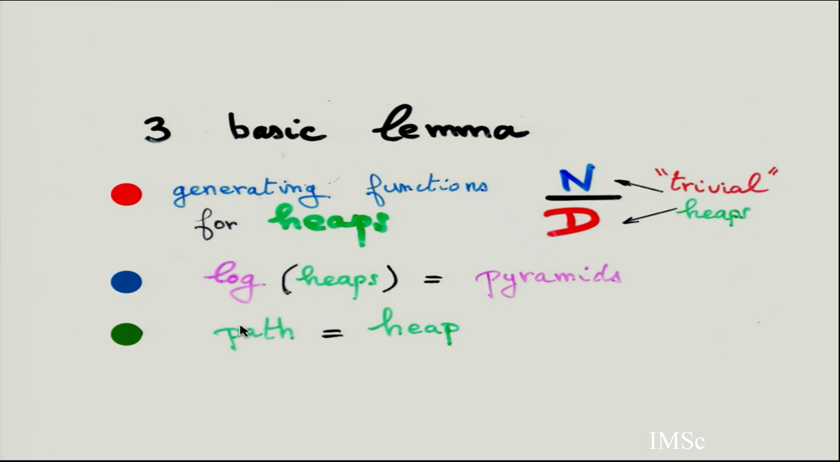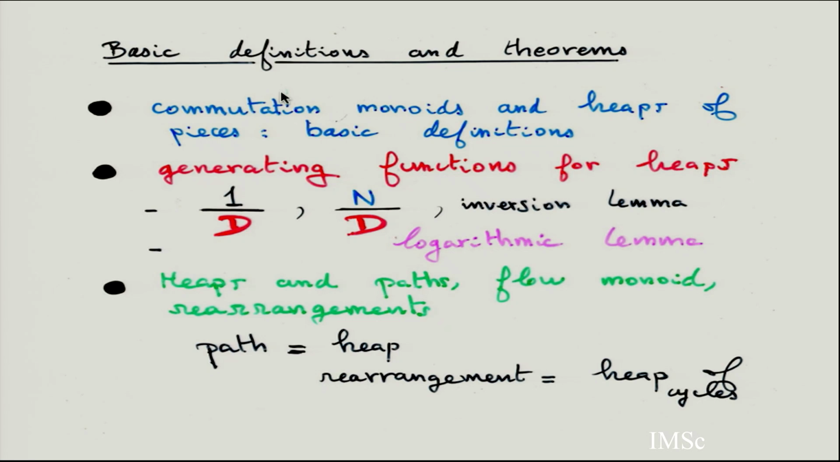The third lemma will be that any path, in all of mathematics, there is a path in probability, random walks, or in physics, a walk, a path, or in a graph. A path is equivalent to a heap of cycles with some condition on the top of the heap. So these three basic lemmas will be very useful. And then there will be some basic definitions and theorems. We'll see commutation monoids in this lecture, generating functions for heaps, and this is the first part of the class. These are all the basic theorems and the basic lemmas.